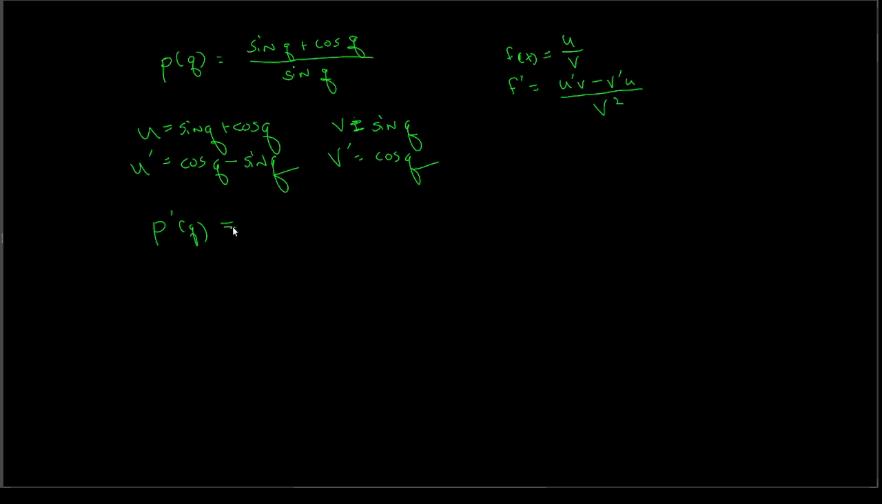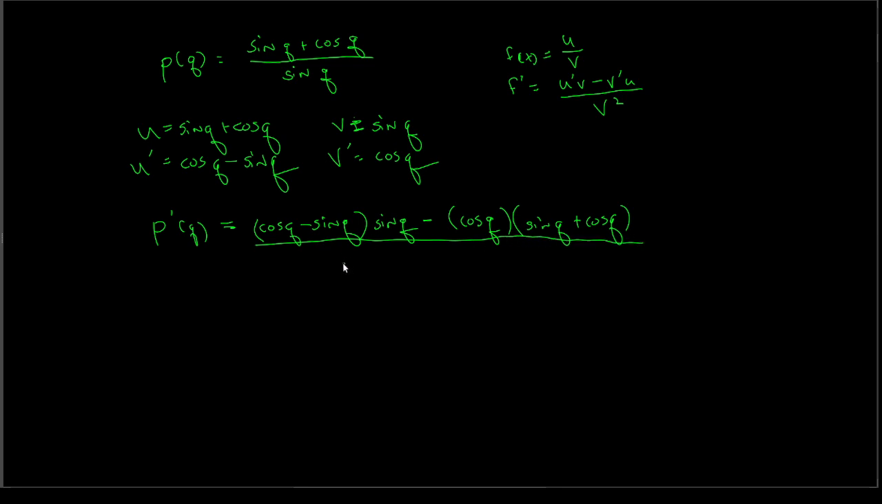So we take that form here, and our u prime is cosine q minus sine q times v, which is sine q, minus v prime, which is cosine q, times u, which is sine q plus cosine q, all over v squared, which is sine squared of q.